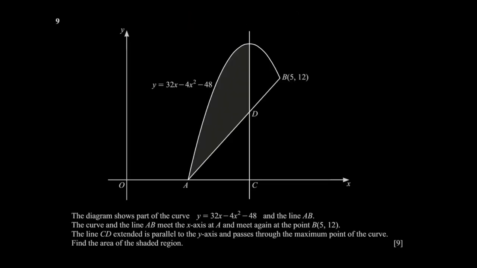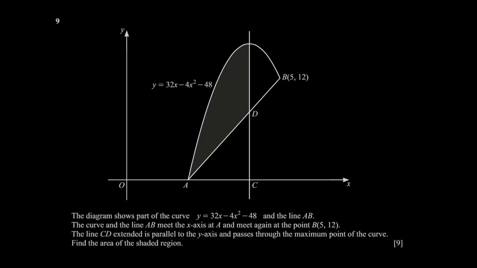Okay, question 9. The diagram shows part of the curve 32x minus 4x squared minus 48 and the line AB. The curve and the line AB meet the x-axis at the point A and meet again at the point 512, which is the point B. The line CD extended is parallel to the y-axis, or in case it's a vertical line, basically. And passes through the maximum point of the curve.